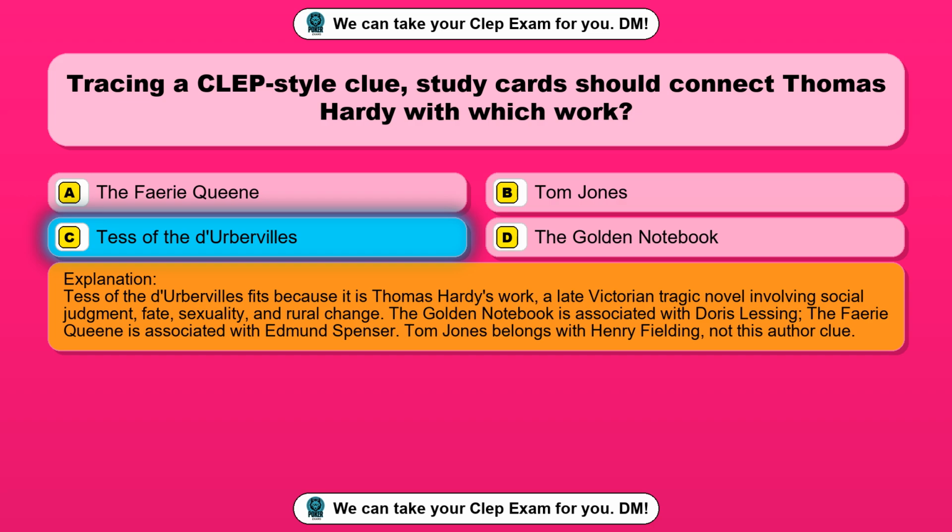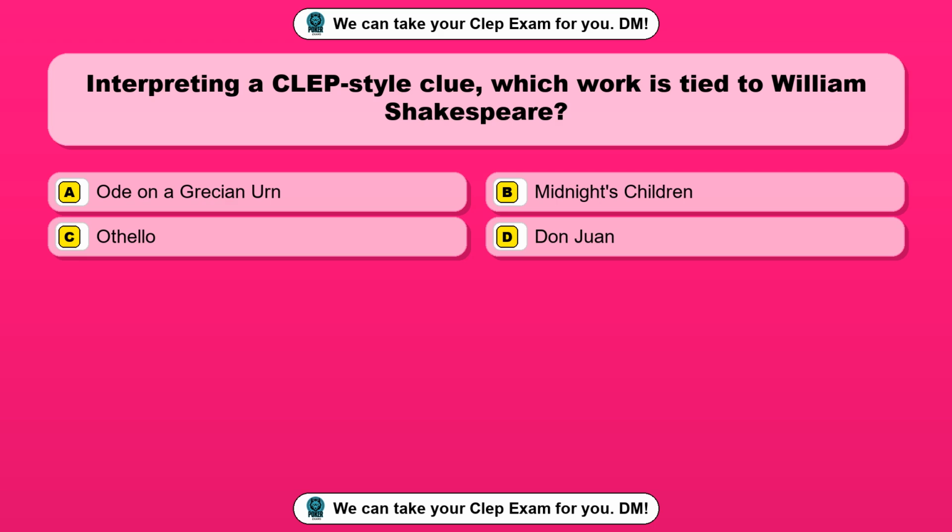The Golden Notebook is associated with Doris Lessing. The Faerie Queene is associated with Edmund Spenser. Tom Jones belongs with Henry Fielding, not this author. Clue.